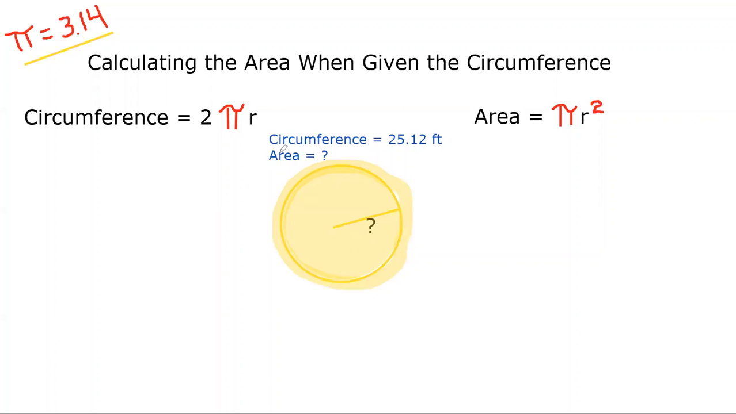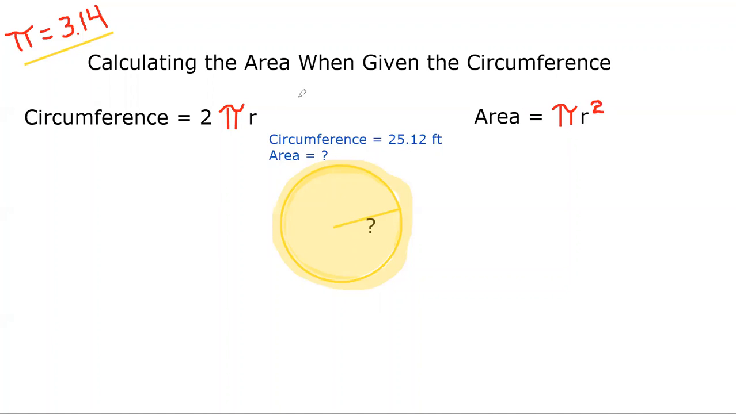Now, what do we know? They gave us the circumference of 25.1200 feet. They are looking for the area. So if I just think about the area, I would start with this formula right here. Area equals pi r squared.